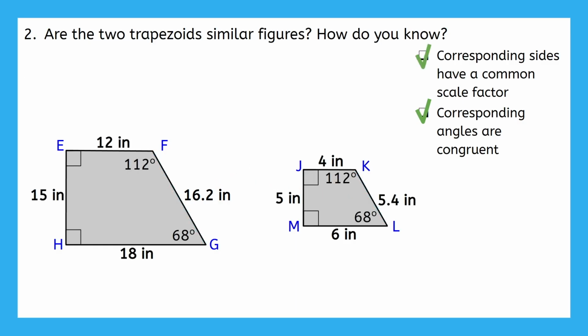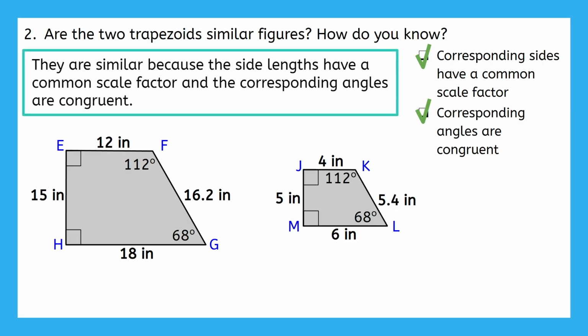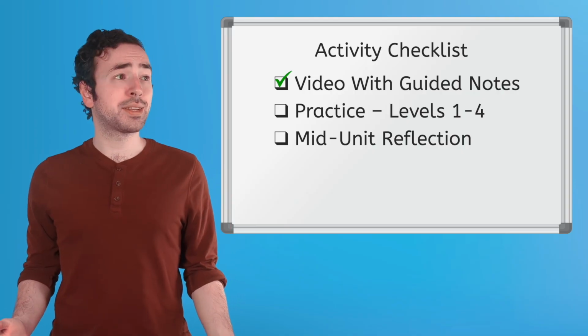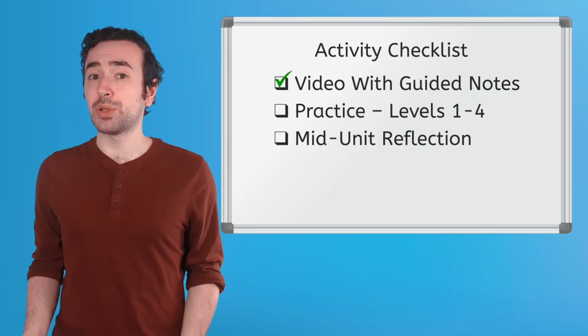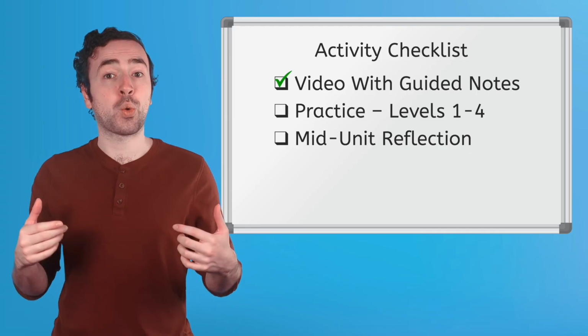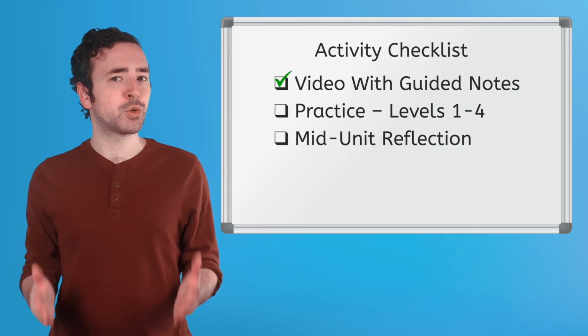Since we verified both items on our similarity checklist, we know these trapezoids are similar because these side lengths have a common scale factor, and the corresponding angles are congruent. Today, we investigated different shapes around my place and learned that in order for shapes to be similar, their corresponding sides will have a common scale factor and their corresponding angles will be congruent.